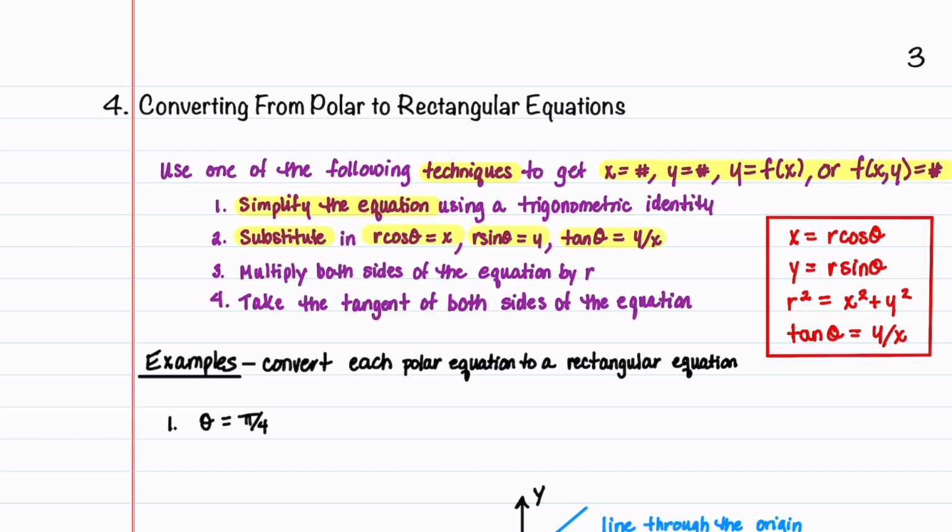Another technique that we can use is to multiply both sides of the equation by r. And the last technique that we can use is to take the tangent of both sides of the equation. The 4 equations listed here in this red box will help us know where to start. When you work on problems like this, it's a really good idea to write down these equations before you begin.